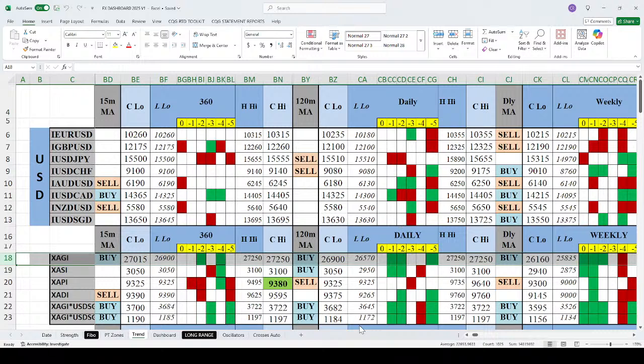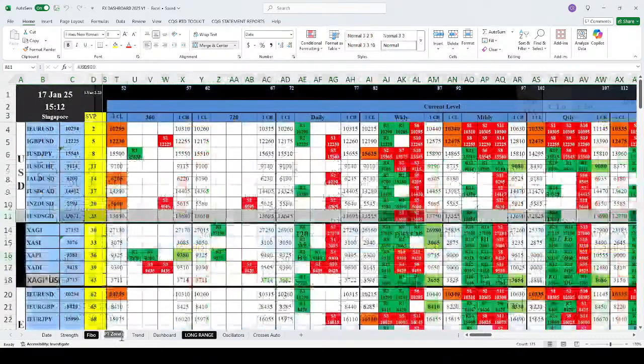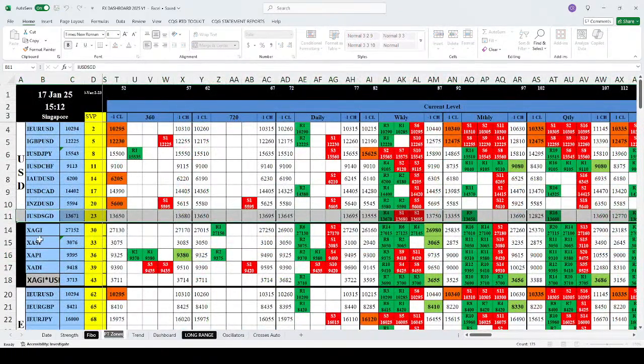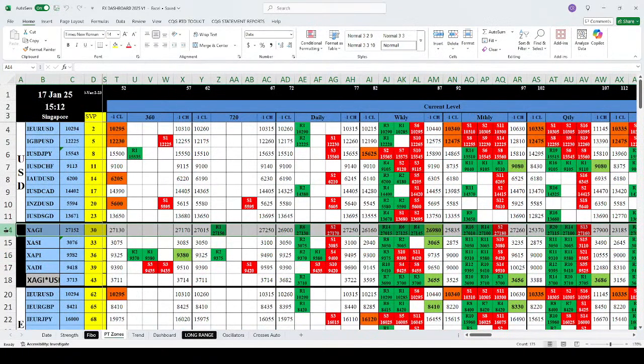Okay, so let's see the PT zones. The PT zones is saying right now the market is trading at 2715.20. This is flat. Okay, 6 hours is flat, 12 hours showing some strength. Daily there is a strong buy with a weak sell, and weekly is a strong buy, a mega buying force. Monthly is 2 buy 1 sell.